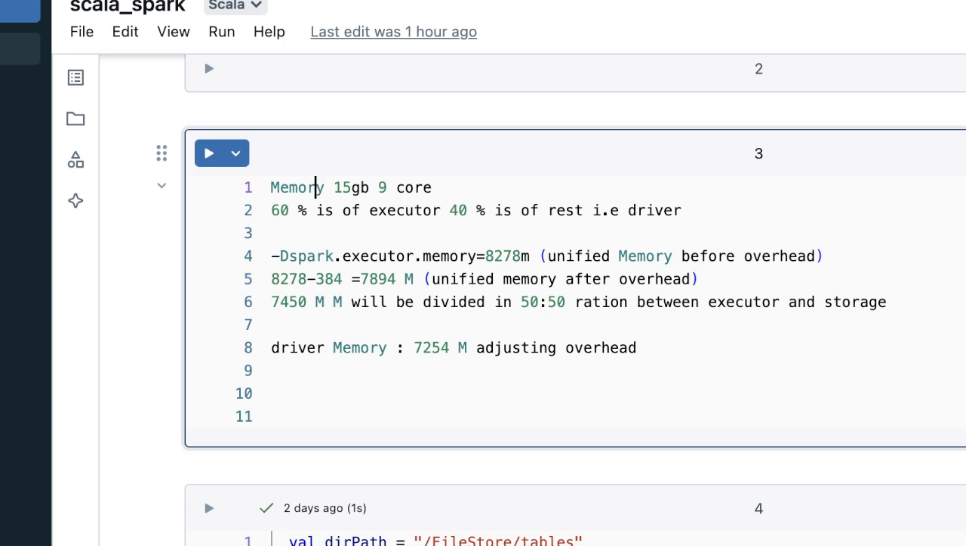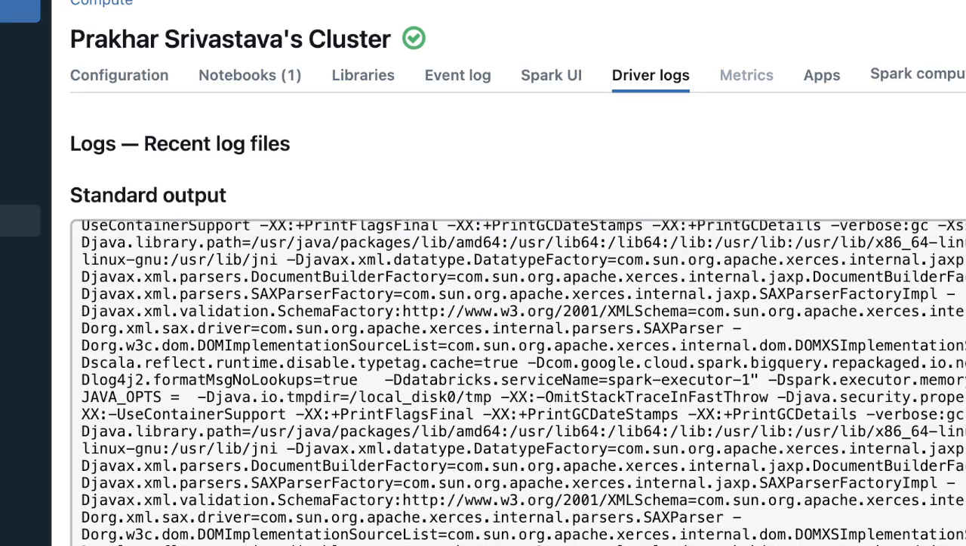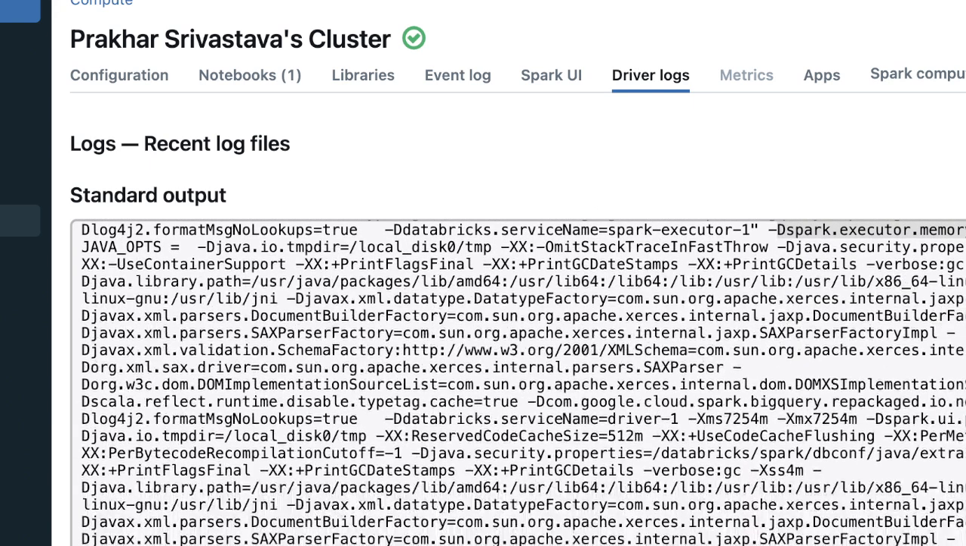60%, I mean 15 GB of memory and around 8 cores. Okay, so how it is going to give the memory to the executor. Okay, so if you see this log, in the logs you can see that executor memory is 8278 MB. Okay, so let's see if what we have discussed last time is the same as whatever this is, how Spark is allocating the memory or not.